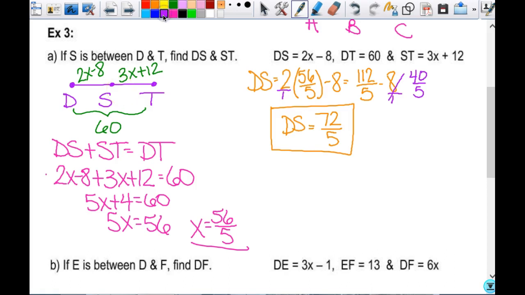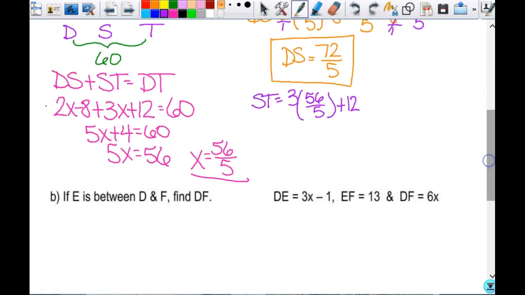So we're going to do, let's see, what do I do? Length of st is equal to 3 times 56 over 5 plus 12. Okay, so the 3 times 56, let's break it up. What's 3 times 50? 150. What's 3 times 6? 18. 150 and 18 is 168. You see how easy that is? So this gives me 168 over 5 plus 12.